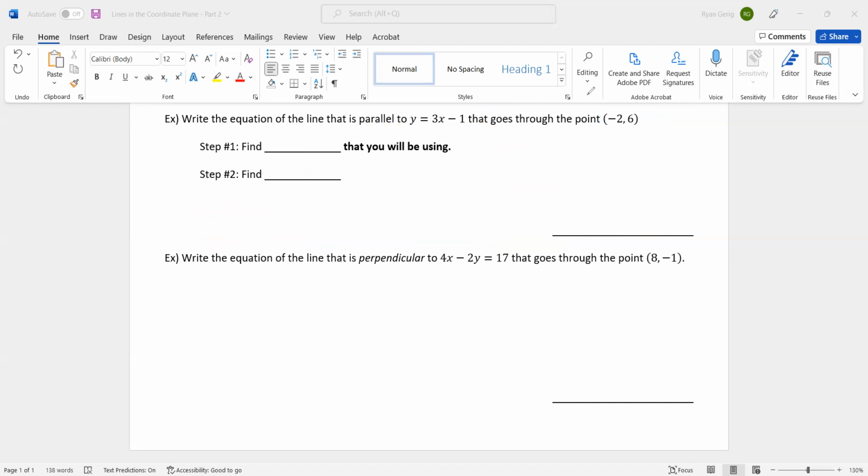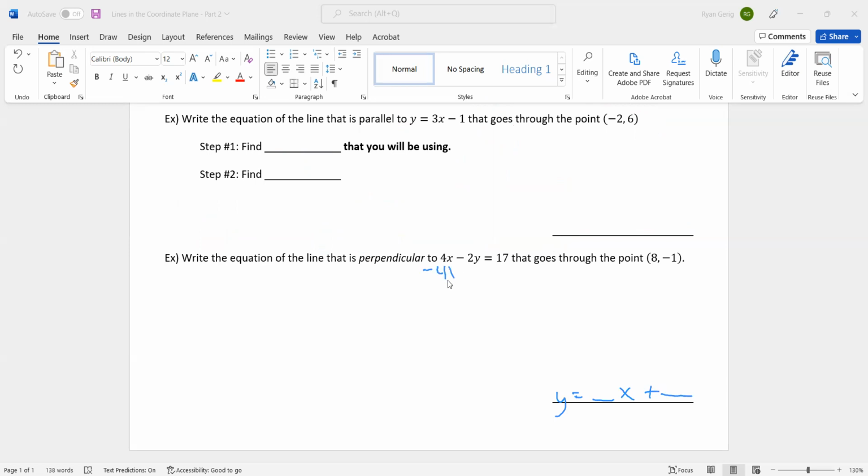Last one, write the equation of the line that is perpendicular to that line that goes to that point. So it's a very similar question, but there's a little more work involved on this one for a couple different reasons. First reason is the slope's not as easy to find. It's in standard form. I need to find the slope first.